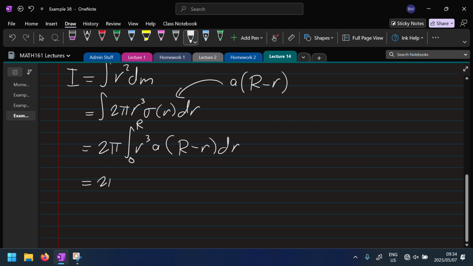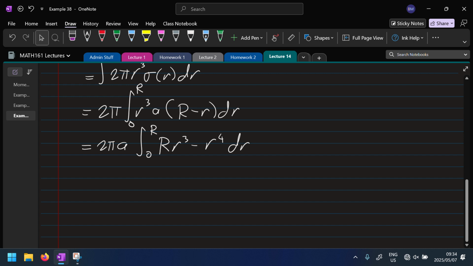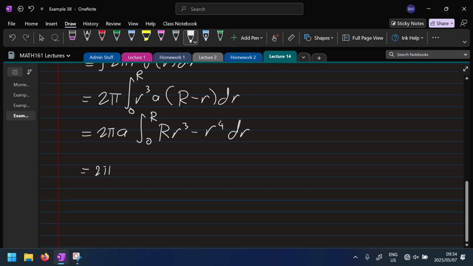Okay, a is a constant, we can take that out. So this will be 2 pi a, integral from 0 to R. The r cubed, we can distribute inside, dr. And then at this point, it's just normal integration. There's nothing too crazy there. So we've got 2 pi a, and the integral of r cubed times the bracket gives 1 over 4 r to the 4 minus 1 over 5 r to the 5.